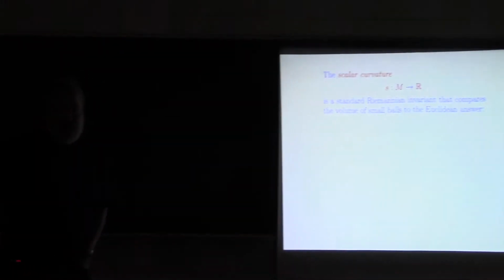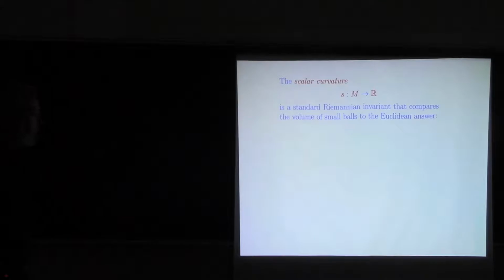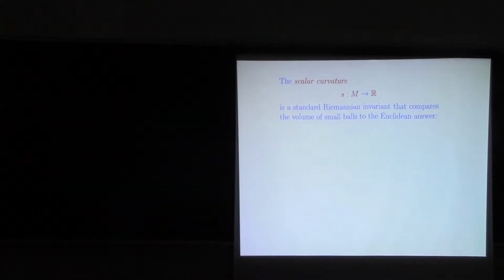So one interesting invariant of a Riemannian metric is the scalar curvature, which is a function on the manifold that takes values in the real numbers. This is the easiest, most intuitive kind of curvature to understand. What it does is it compares the volume of a small ball to the answer that you would get in Euclidean space. But I've just told you that the image of a small distance ball is exactly the image of a ball in the tangent space under this exponential map. So this is pretty computable.